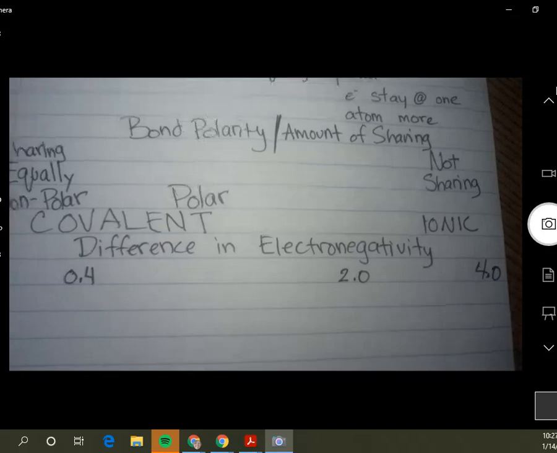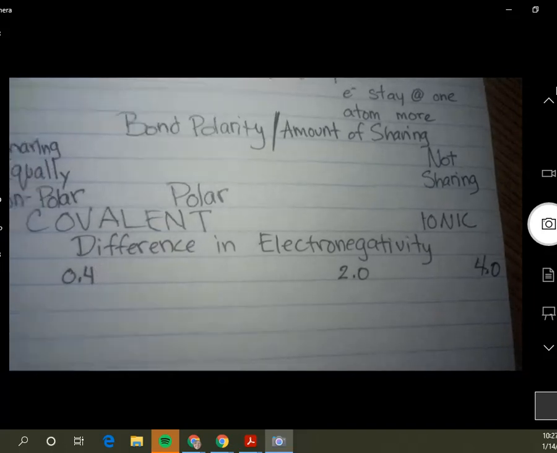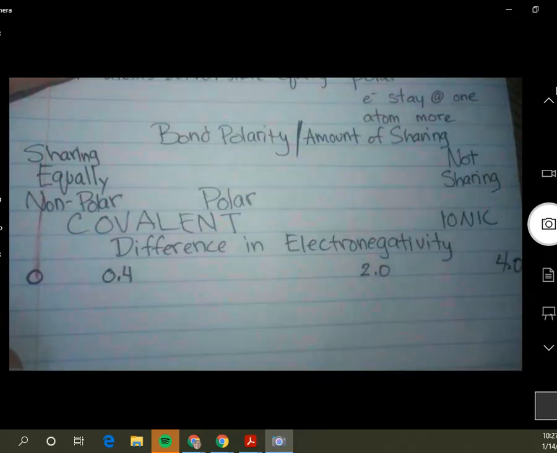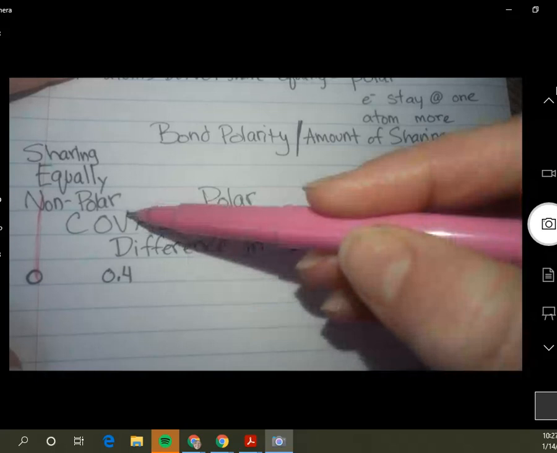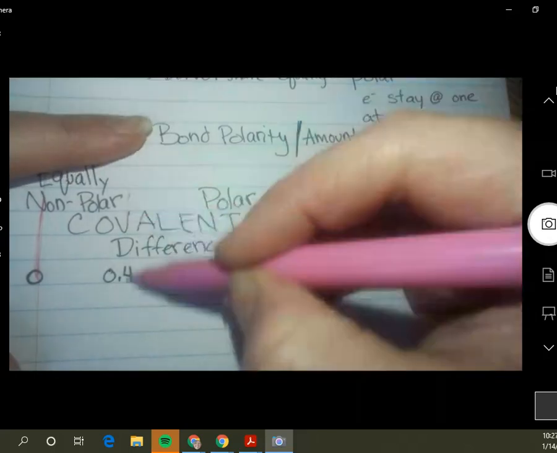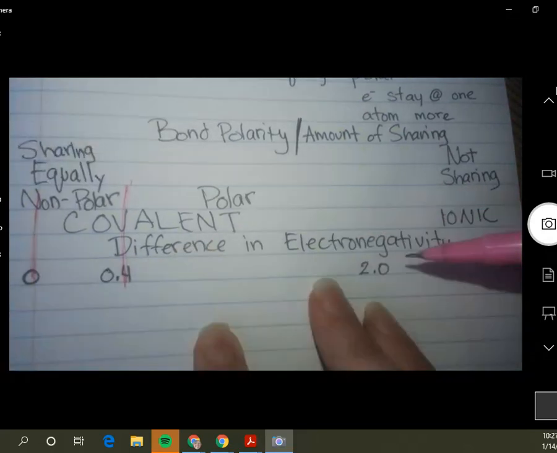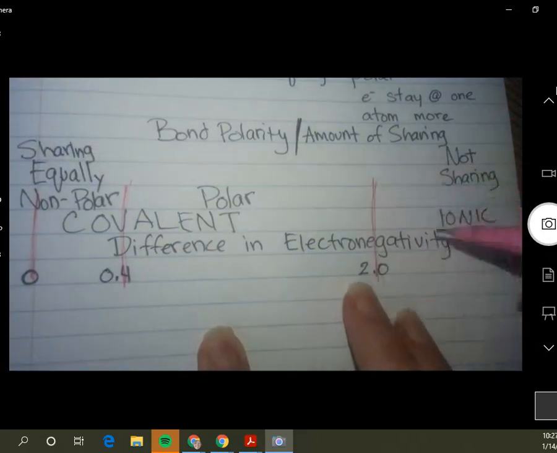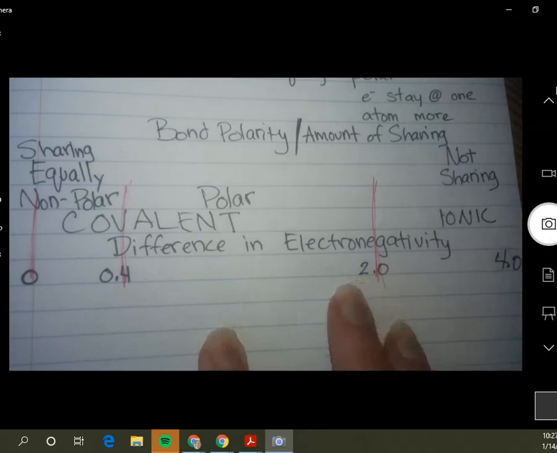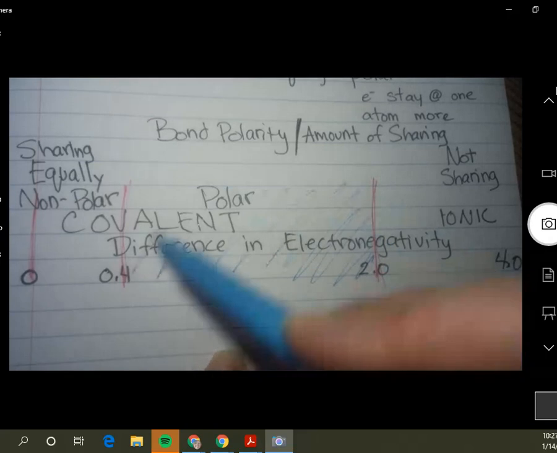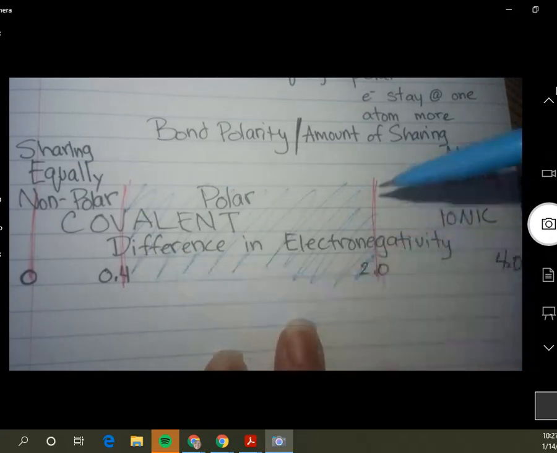Okay. So I want you to think about this kind of like a number line. Obviously, 0 is the least difference you can have. They're the same number. 0.4. And then we're going to get to the polar range. At 2.0, we're not polar anymore. We've made a shift. We're on an ionic bond. Okay. So everything between 0.4 and 2.0 is polar. I'm going to make it blue because it's got to be cold, right? If it's polar. No, just kidding.